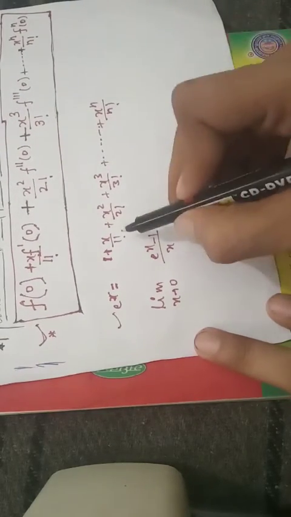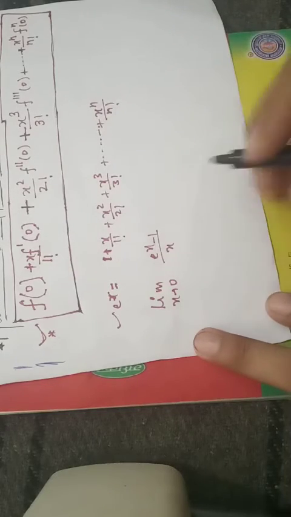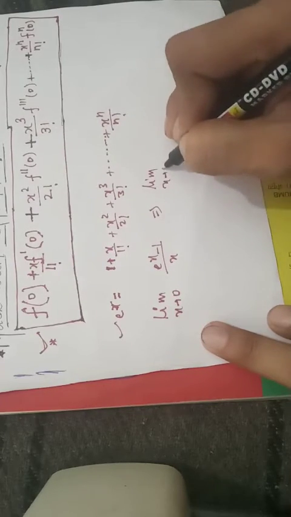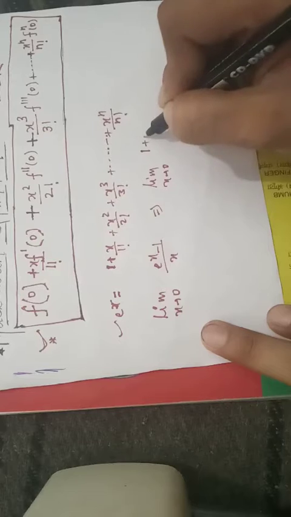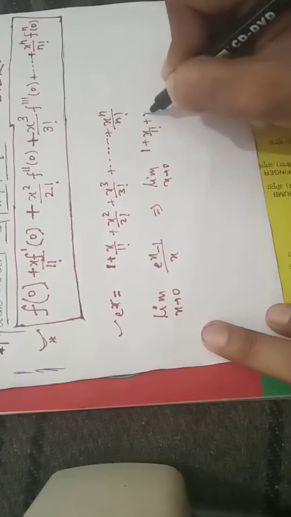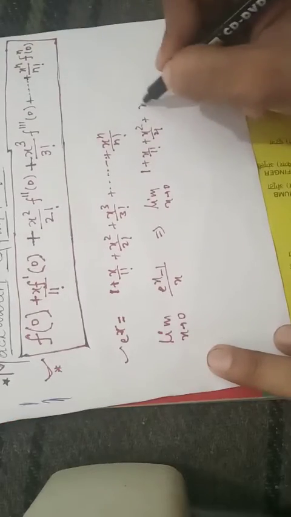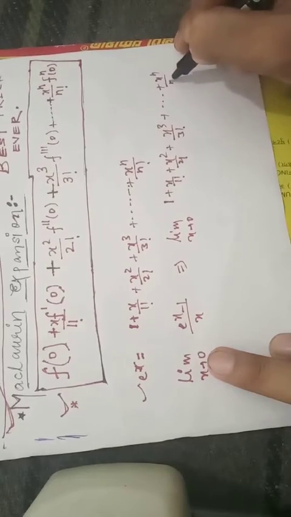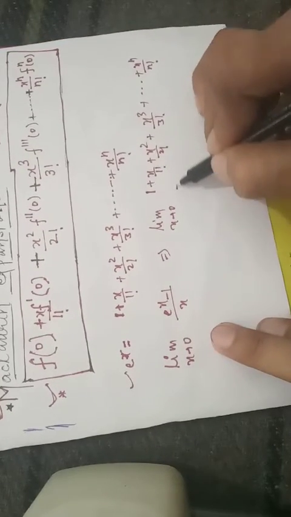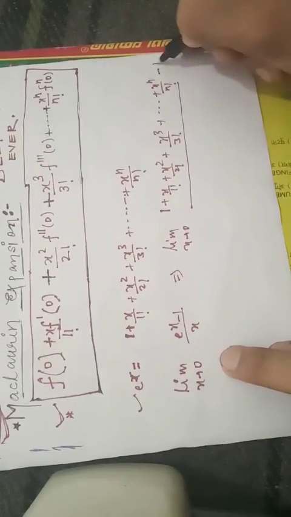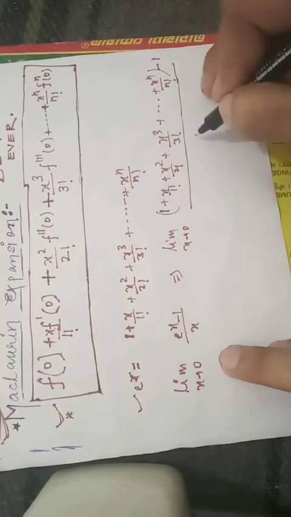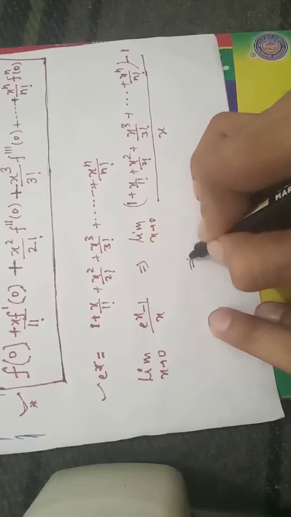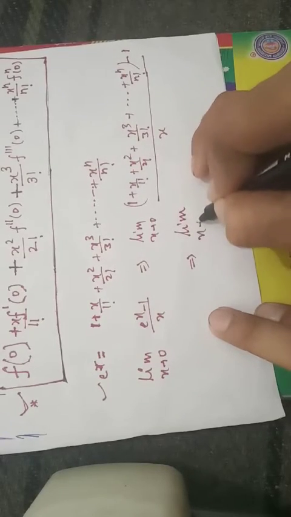If you don't know the expansion of this exponential function, you have to write it down here: limit x tends to 0, e to the power x is 1 plus x upon factorial 1 plus x square upon factorial 2 plus x cube upon factorial 3 plus dot dot dot plus x to the power n upon factorial n. And in the question we also have minus 1, and x, so this is the expansion of the exponential function.